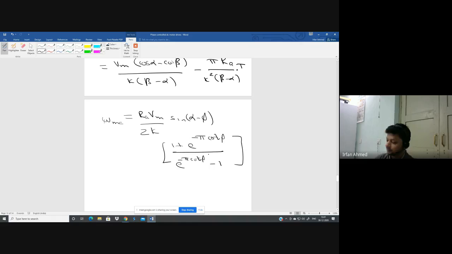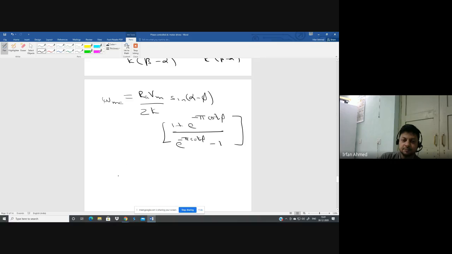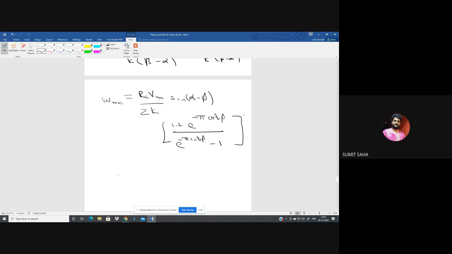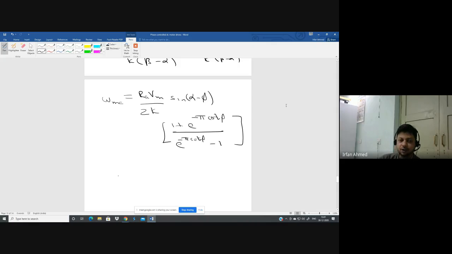Okay, what is this? Omega is speed. And the C there is for critical. This is the critical speed. So the critical speed is given by R_a V_m by Z_k sine alpha minus phi divided by 1 plus e to the power minus pi cot phi divided by e to the power minus pi cot phi minus 1. So this critical speed separates continuous and discontinuous conduction for a given value of alpha.